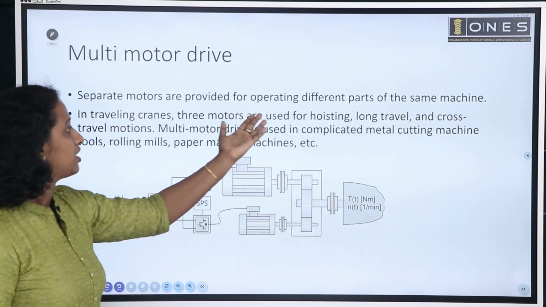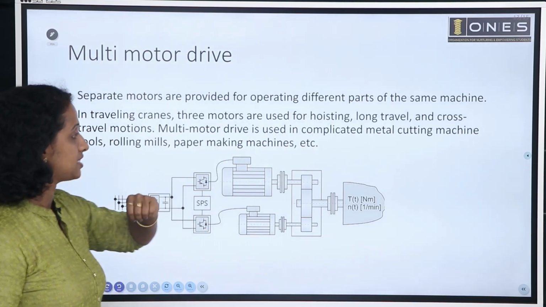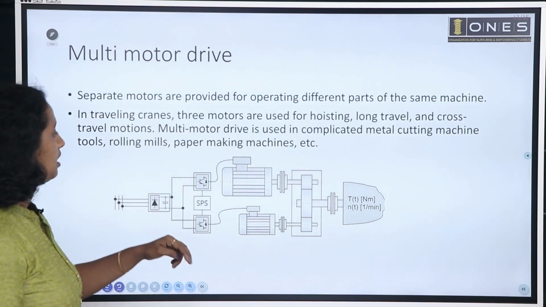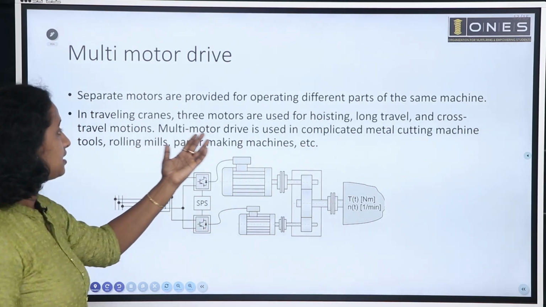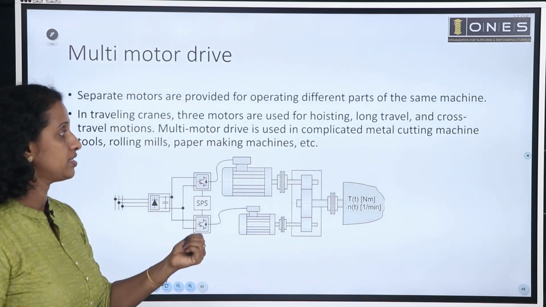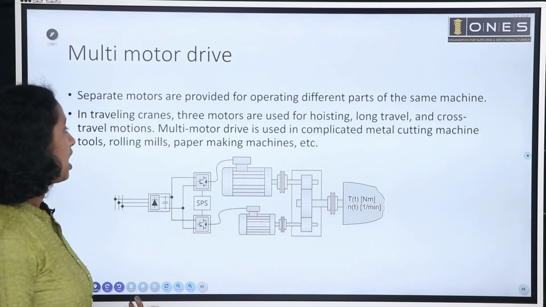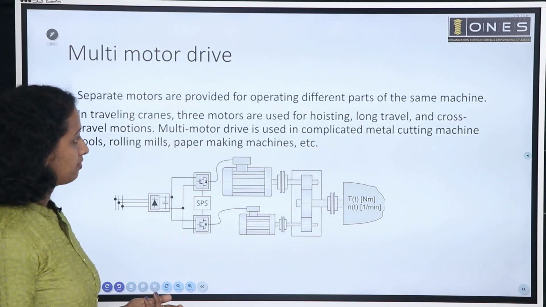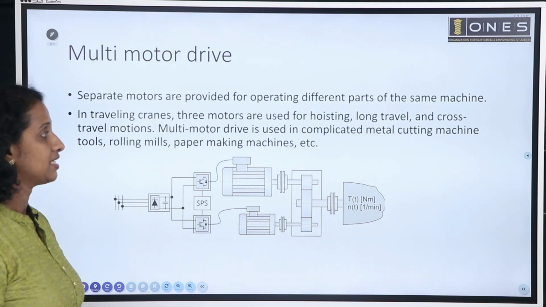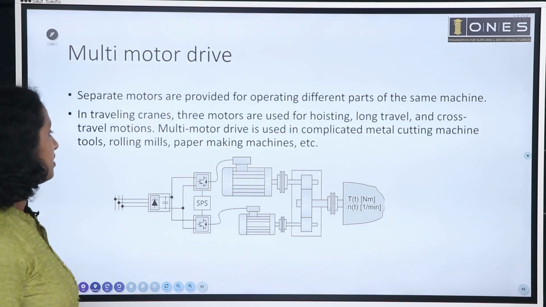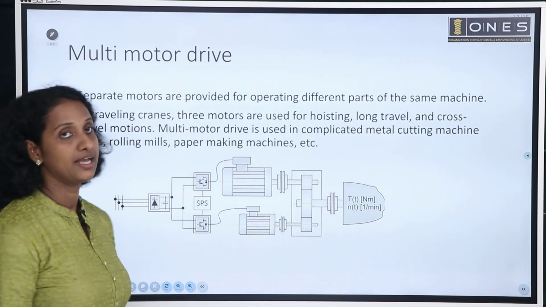Separate motors are provided for operating different parts of the same machine. In traveling cranes, 3 motors are used for hoisting, long travel and cross travel motions. Multi-motor drive is used in complicated metal cutting machines, rolling mills, paper making machines, etc.